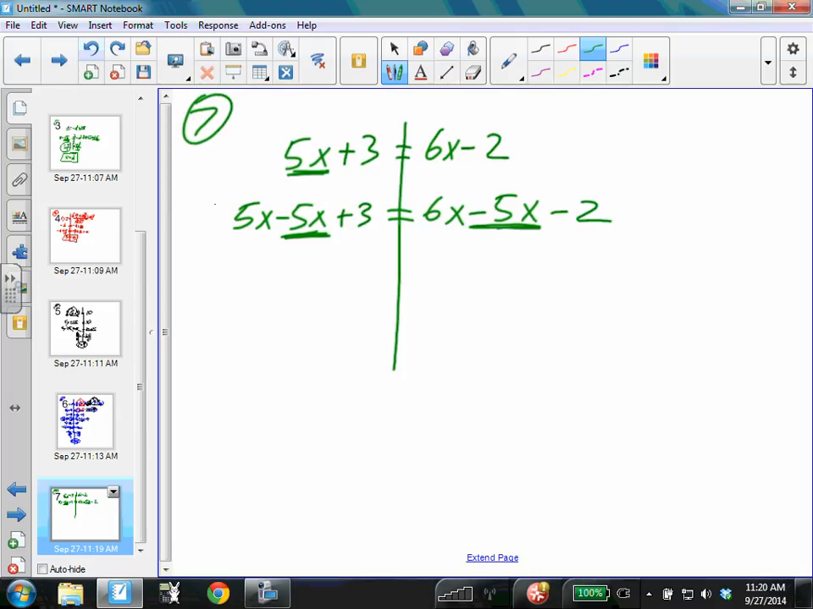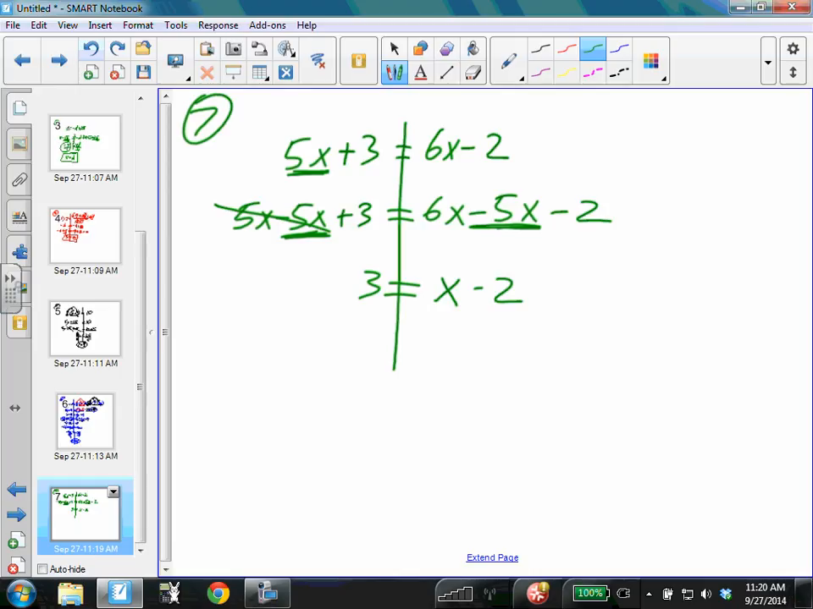On the left, the positive 5x and the negative 5x cancel. We only have our 3. On the right, we have 6x minus 5x. If I have 6 of something and somebody takes 5 of them away, I'm just left with 1. But remember, since it's a 1, we don't have to write it in front of the variable anymore. So now we have 3 is equal to x minus 2.